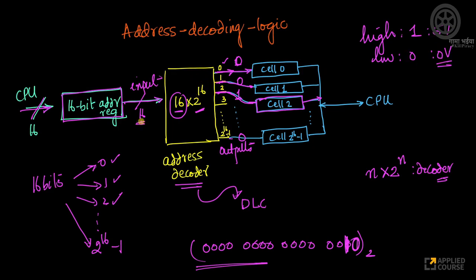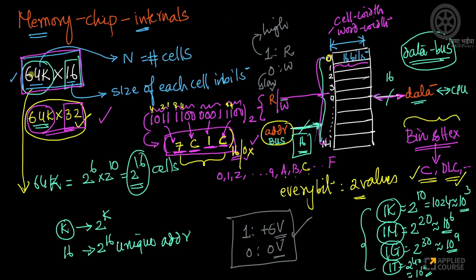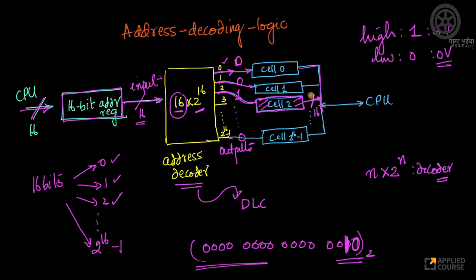So what happened here? I gave a 16-bit input which corresponds to binary 2. So only this output 2 is active, rest everything is inactive. Because only this is active, this cell becomes active, and whatever data is there in this cell gets copied onto this wire. Again, this wire is 16 bits. I'm assuming that my chip is 64K cross 16, so this 16-bit data gets copied onto this line.